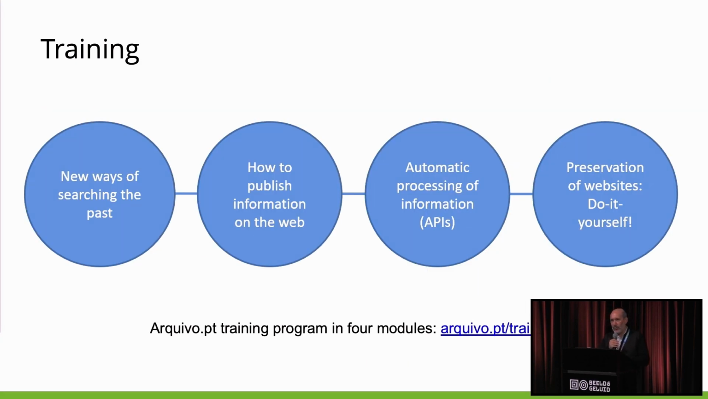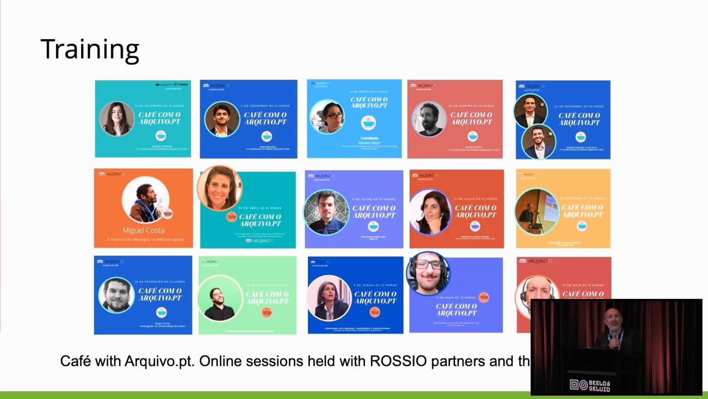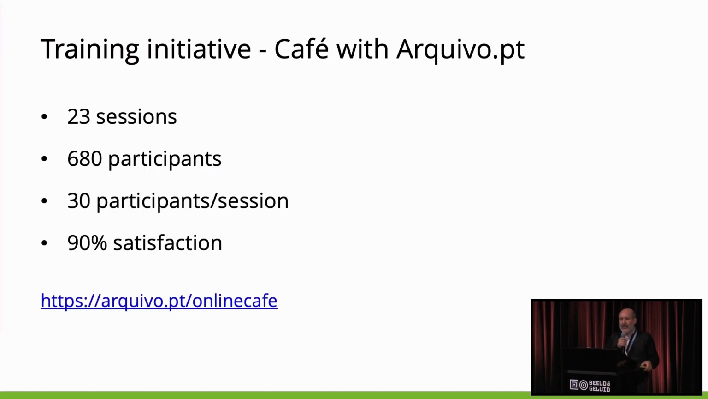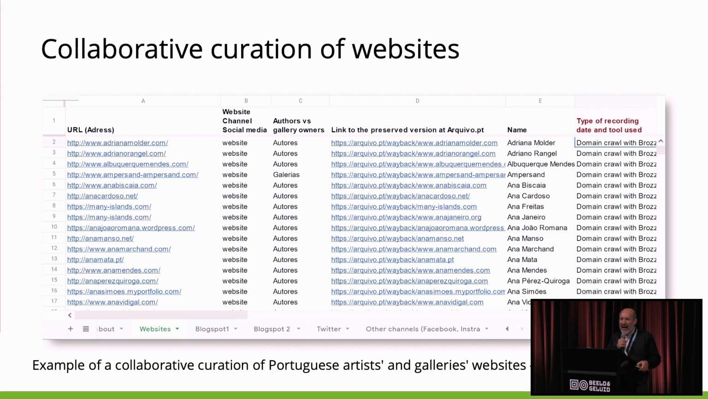We have also another way to disseminate Arquivo: training, 2 minutes. One example of training, of interaction with institutions, was one webinar cycle with the Portuguese Museums Network. Very interesting. The contents that we give are important, but more important than that is the interaction, people knowing, people asking questions. This is another thing we showed last year. Cafe online sessions. There are scientists, people from digital humanities sharing their knowledge and use cases with Arquivo.pt. Again, the number of participants, I think, is very good, but this is not the main question. The main question is that we need to link with people, and I think we got that.